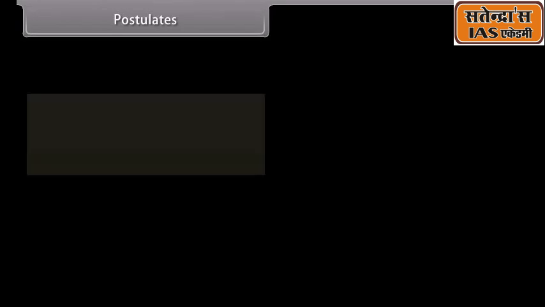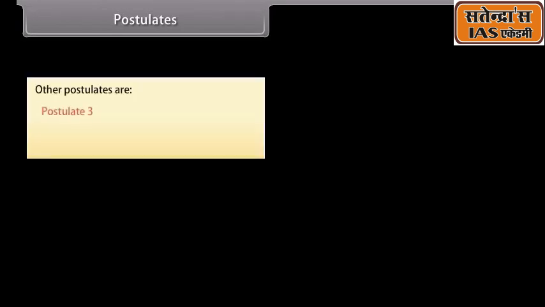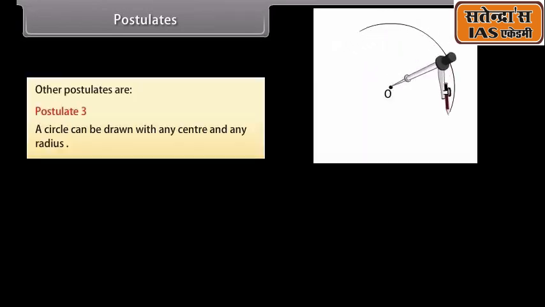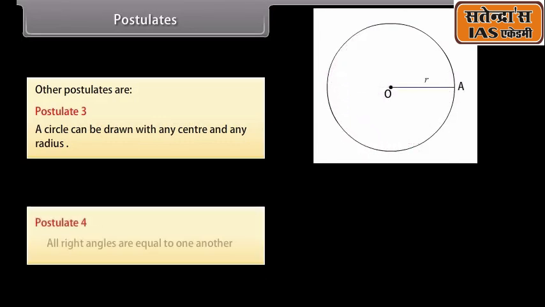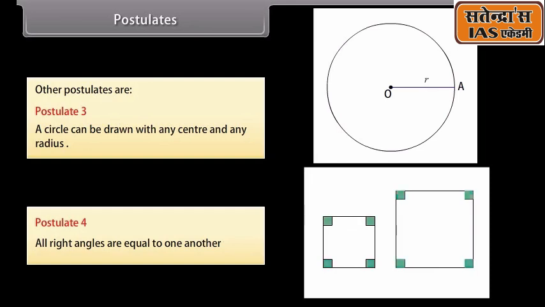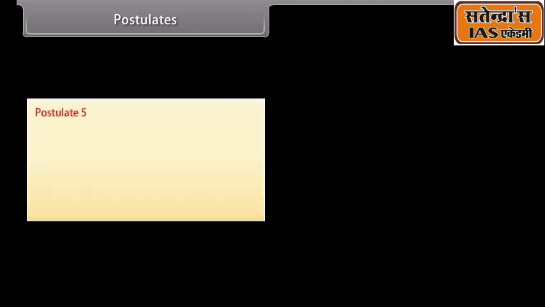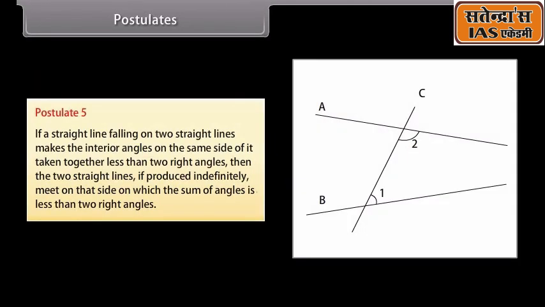Other postulates are: Postulate 3. A circle can be drawn with any center and any radius. Postulate 4. All right angles are equal to one another. And Postulate 5 is: if a straight line falling on two straight lines makes the interior angles on the same side of it, taken together, less than two right angles, then the two straight lines, if produced indefinitely, meet on that side on which the sum of angles is less than two right angles.